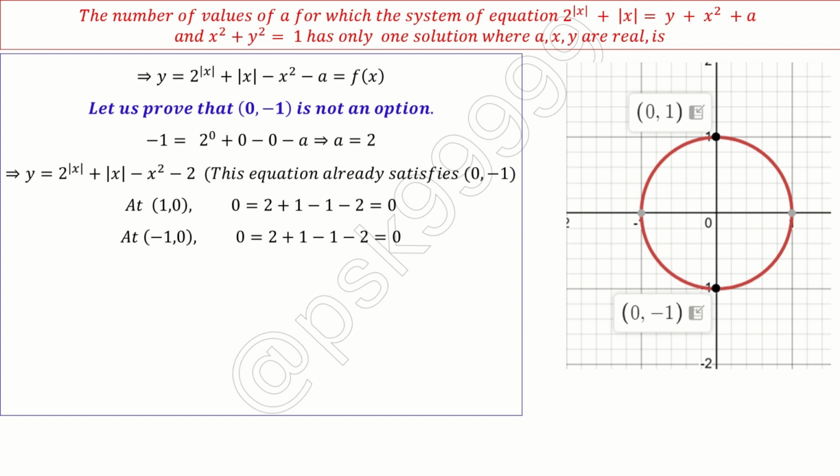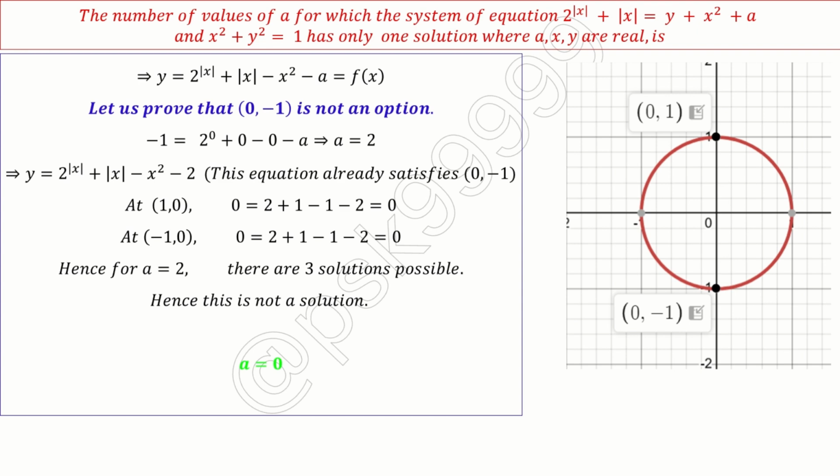Which means it has 3 solution points if it is at 0 comma minus 1. If it is intersecting here, upward from here, then it has 3 solutions, which means this is not a possible answer, right? Because it is given clearly that these equations have only one solution. So this is not a solution. The only possible solution is a equal to 0, which is the unique solution.